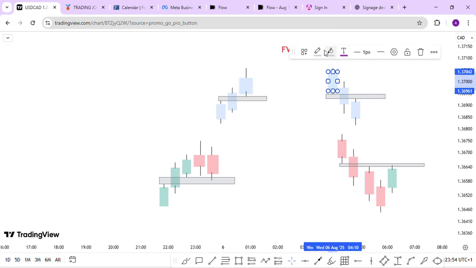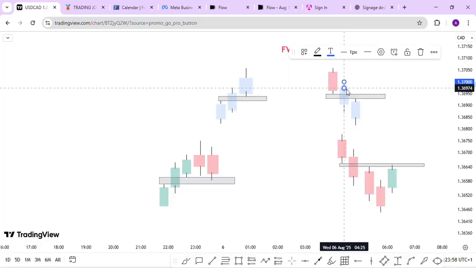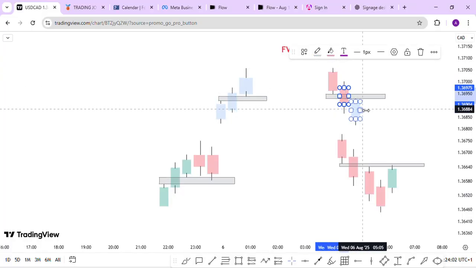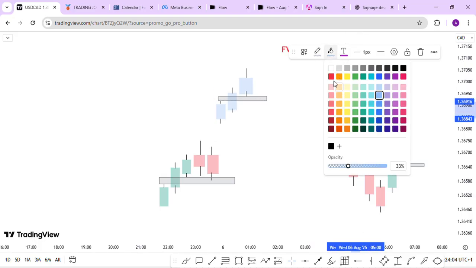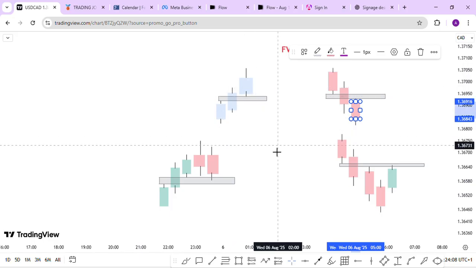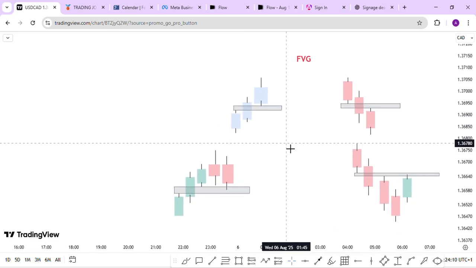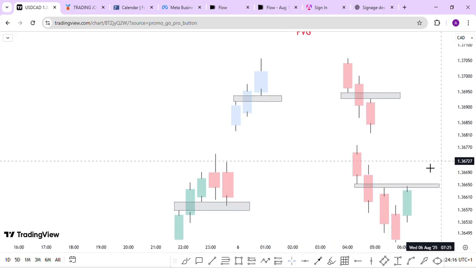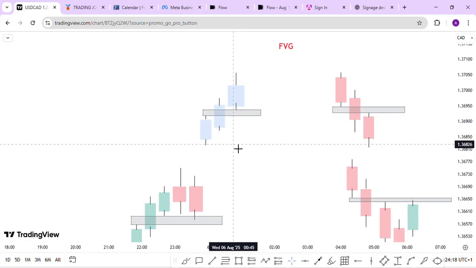Okay, let me change this color. Then the second one, which I'm changing the color, illustrates how to identify fair value gap in the downside when the market is bearish. So as you can see, fair value gap is the gap between three consecutive candles. If you are to look for fair value gap, let's use this as an example.